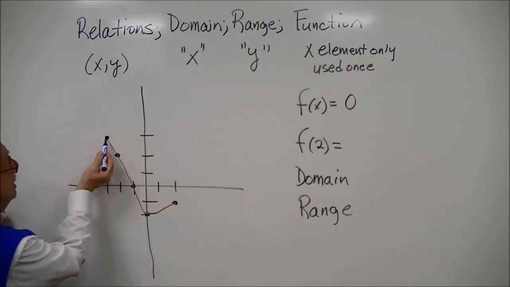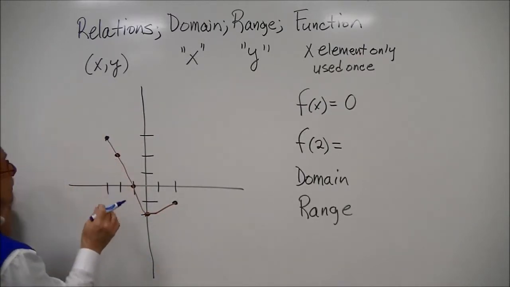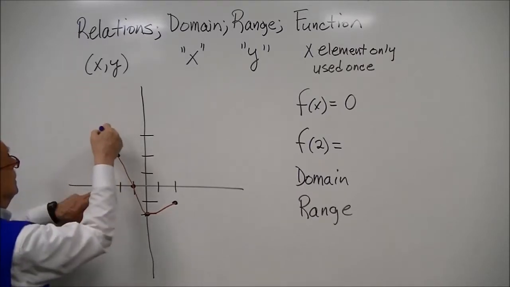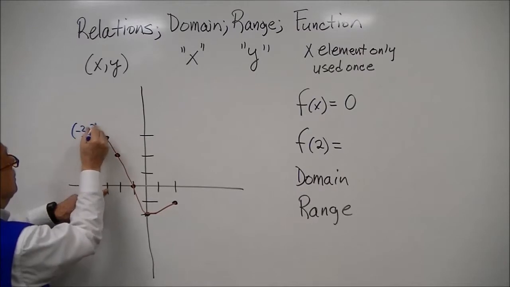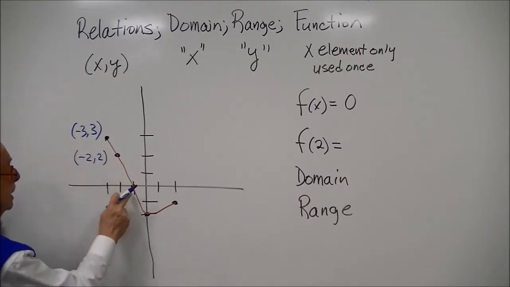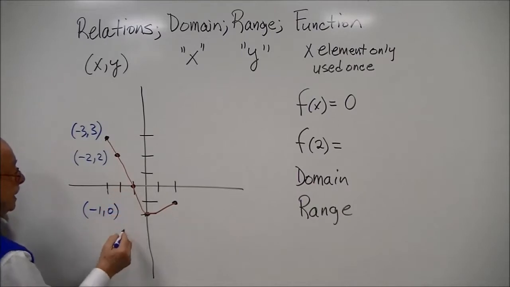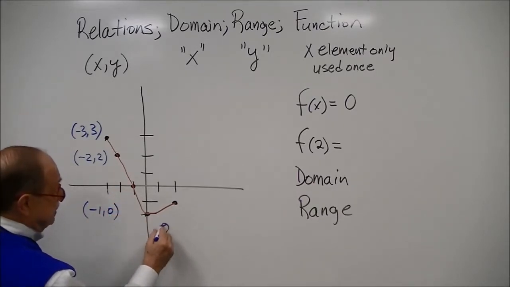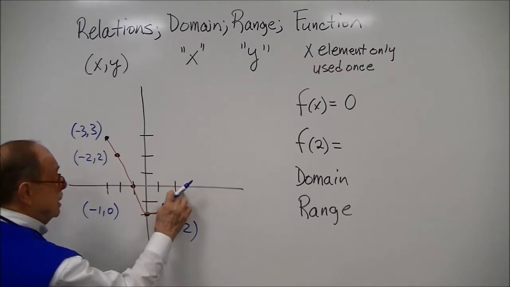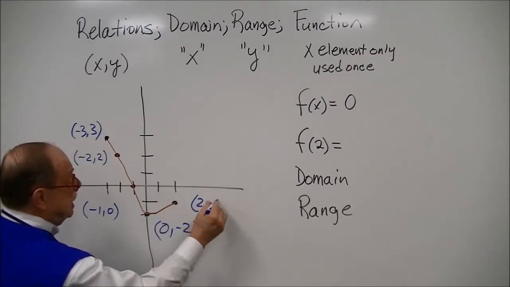For instance, this point right here, we could actually give an ordered pair value for it. So we'd go here 1, -2, -3, and then up 3. So this one would be a -3, 3. This ordered pair would be a -2, 2. This ordered pair would be a -1, 0. This ordered pair would be a 0, -2. And this ordered pair would be over 2, and then down 1. So that would be a 2, -1. All right.